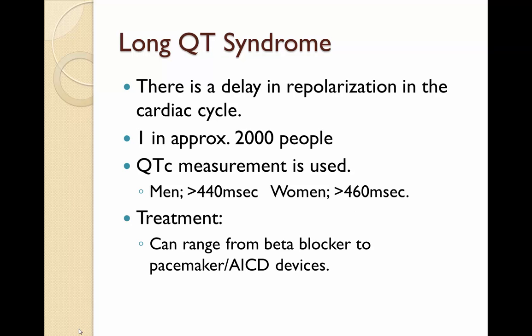So long QT syndrome, we know that there's a delay in repolarization in the cardiac cycle. The QTC measurement is elongated. What can we do for these people? We can either treat them with beta blockers, or we can give them a pacemaker, AICD, so that they don't develop the dysrhythmia.